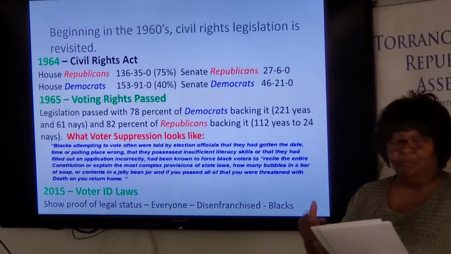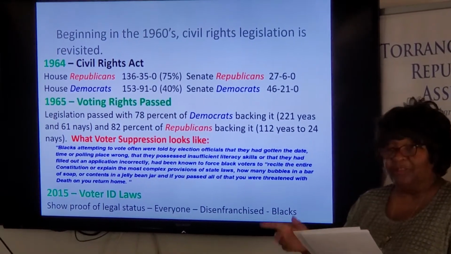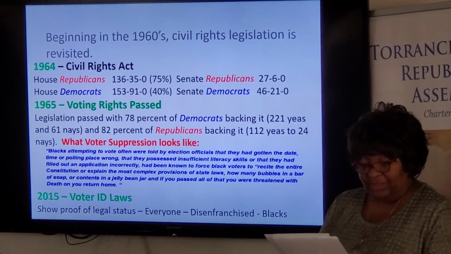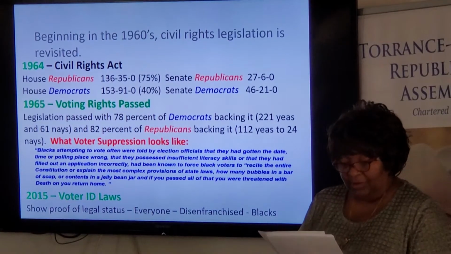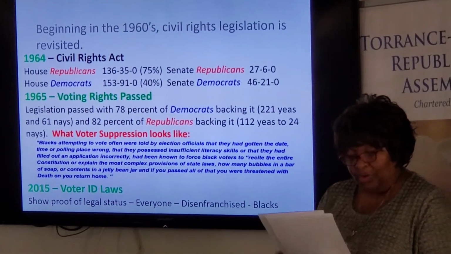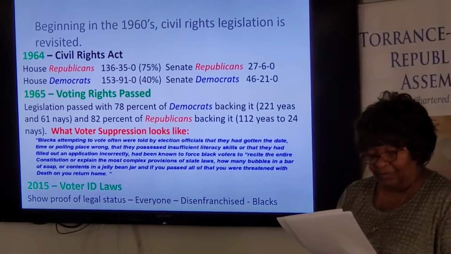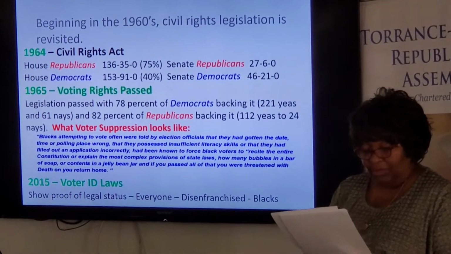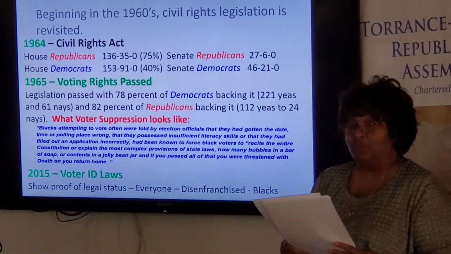Now beginning, let's move back quickly, and then 1964 is when the Civil Rights Bill was passed. And you can see here, 75% of Republicans voted for it in the House, 40% of Democrats. Same thing in the Senate, similar numbers. Now the Voting Rights Act was passed, they always talk about voting rights in 1965, okay? And you see again with the legislation, 78% for the Democrats backing it, and then 82% Republicans.